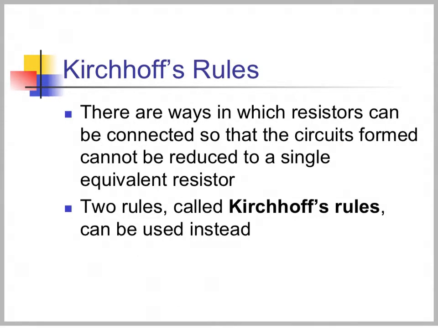Now, there are ways that we can connect resistors together that we can't reduce them into a single equivalent resistor. So, if I have a case like that, and I want to know what the current and voltage across every item in my circuit is, I might have to use another method. And the method that we're going to use has two rules, and we call those Kirchhoff's rules.